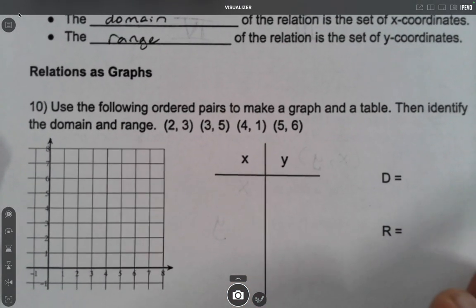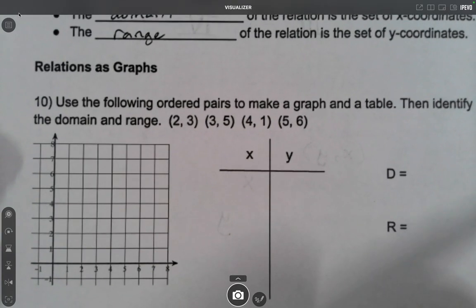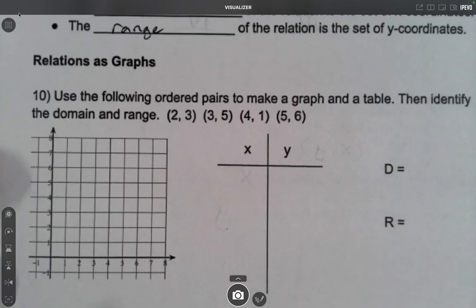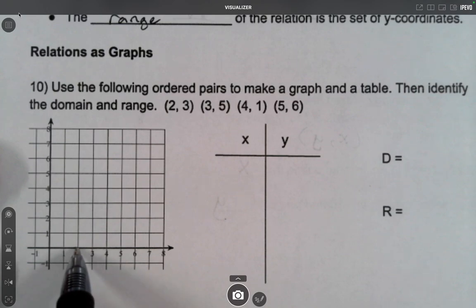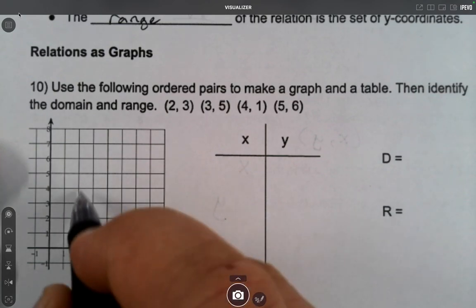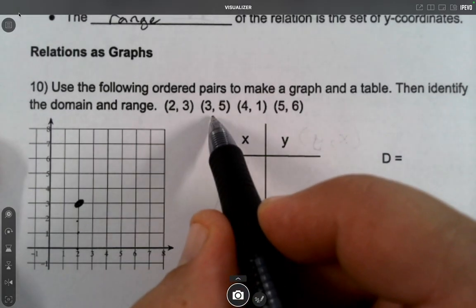So use the following ordered pairs to make a graph and a table, then identify the domain and range. So the graph hopefully is catching on pretty quickly. 2, 3. So we go over 2, 1, 2, up 3, 1, 2, 3. And they're not labeled anyway, but you don't have to label points in general. I was just doing that because I was learning on the others. The next point is 3, 5.